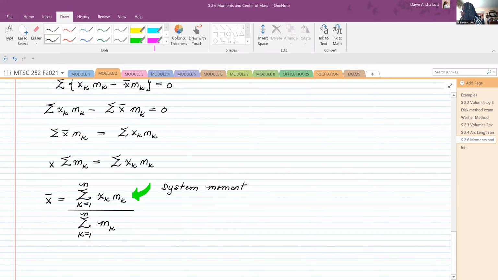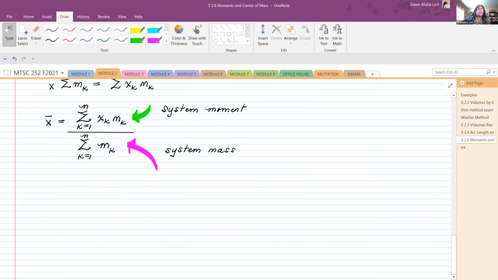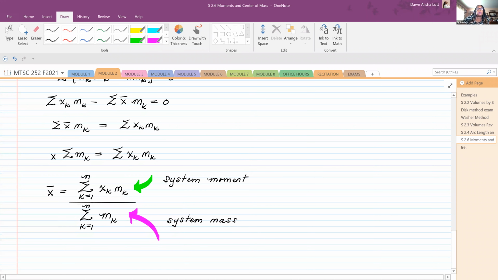And then the bottom, that's just the total mass of the system, because we're adding up all the masses. So that's the system mass. So basically, if I just have a bunch of points, I can tell you what the masses are and where they sit, then you can tell me exactly where this X bar, the center of mass or the fulcrum, should go.